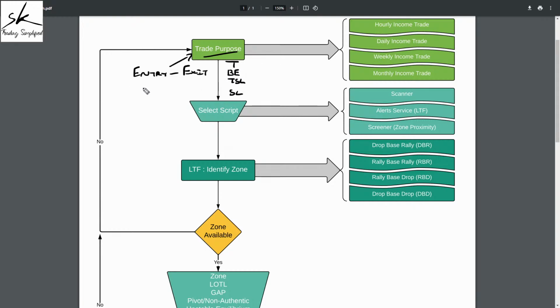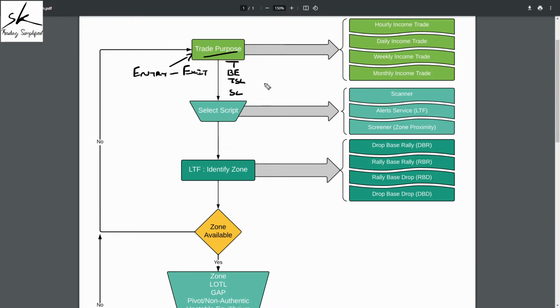So now the question is, why do we start with the trade purpose as step number one? The reason is that when we do our analysis, the charts that we use are time-based charts, and we have a number of time frames available to us. So the very first challenge that we face is that there are so many time frames available. Out of these time frames, which time frame should I be using for my analysis? That's the very first challenge.